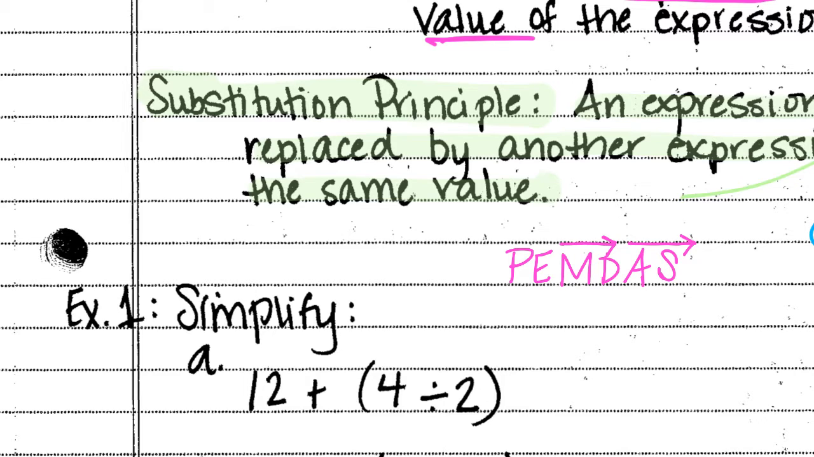So the first is parentheses. Yes, there are parentheses right here. So let's do the parentheses first. 12 plus, 4 divided by 2 is 2. There are no exponents. There's no multiplication anymore. We already did the division because it was in parentheses. And now we can go ahead and use addition. 12 plus 2 is 14. And it looks like we solved that. And the last one is subtraction.